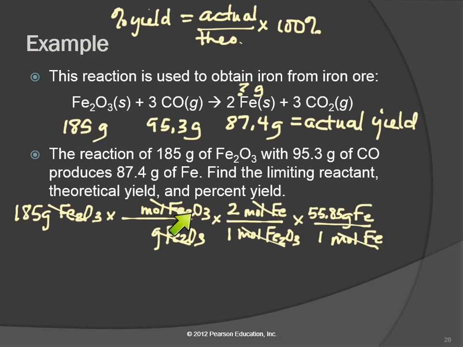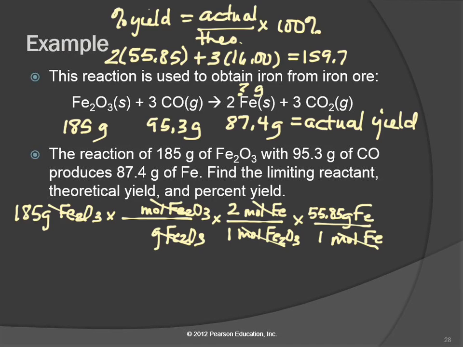Now we need the molar mass of Fe2O3. So let's squeeze that in up here. So Fe2, that's 2 moles of iron, 55.85, and 3 moles of oxygen. And that's a job for the calculator. 159.7. So 1 mole of Fe2O3 weighs 159.7 grams.